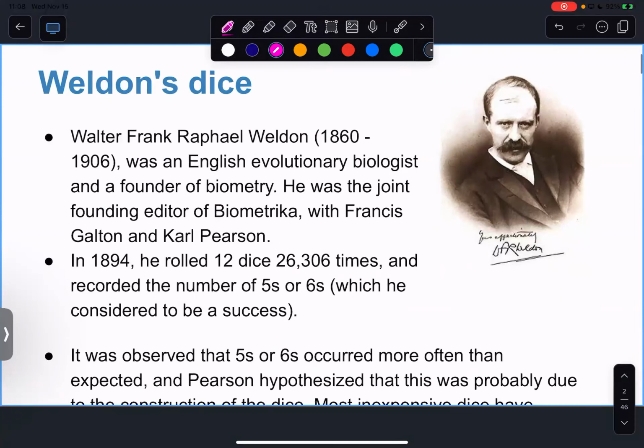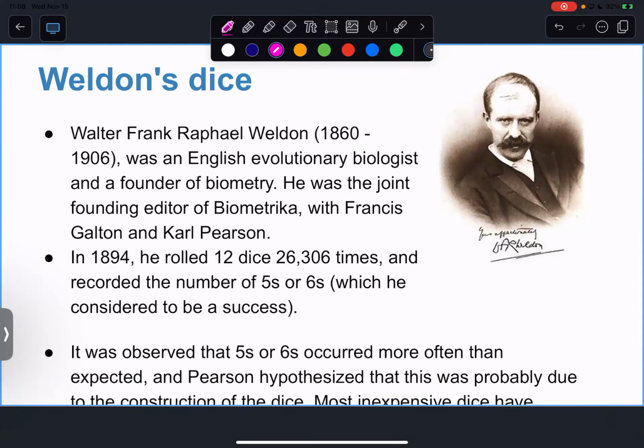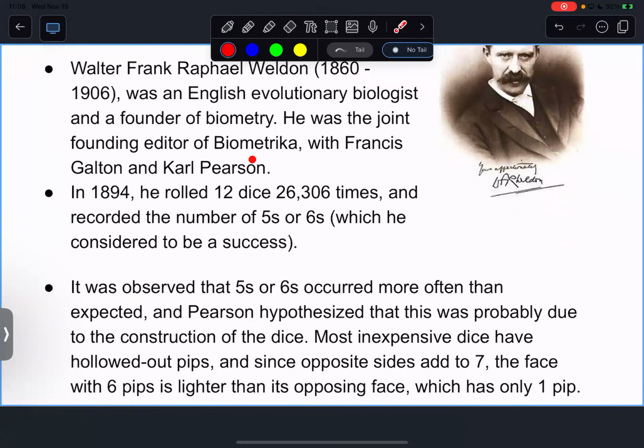So as an example, I can't imagine thinking that this would be a good idea, but Walter Frank Raphael Weldon, so this is kind of 1900s, was an English evolutionary biologist and a founder of biometry. Biometry? Anything that ends in metry is statistics. He's the joint founding editor at Biometrika with Francis Galton and Karl Pearson, who are kind of big wigs in statistics.